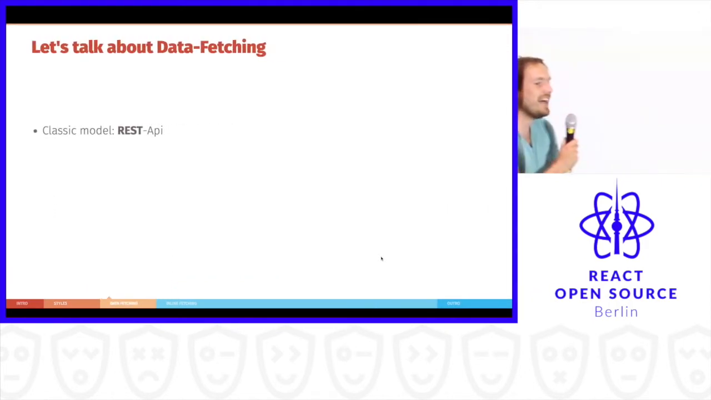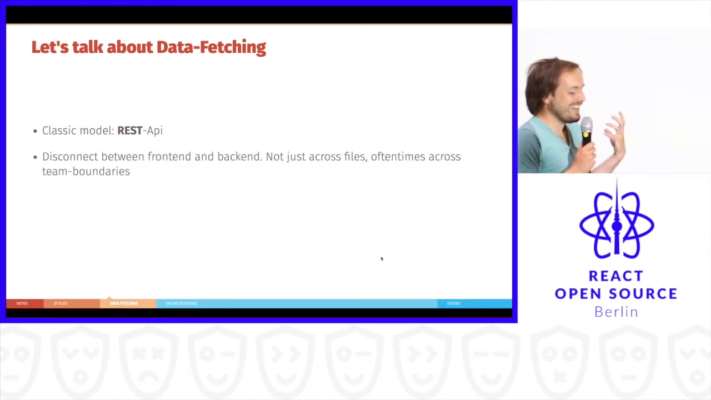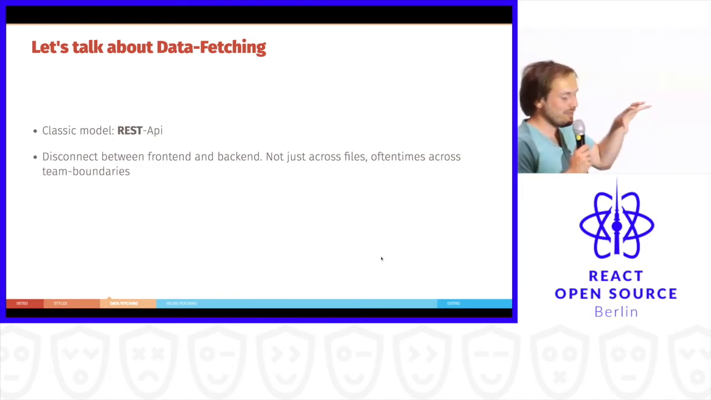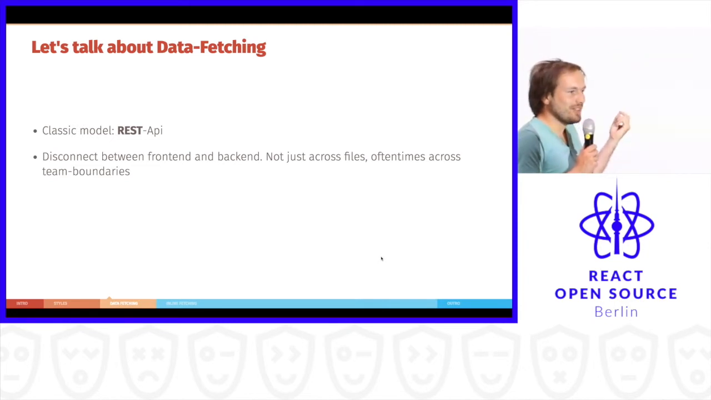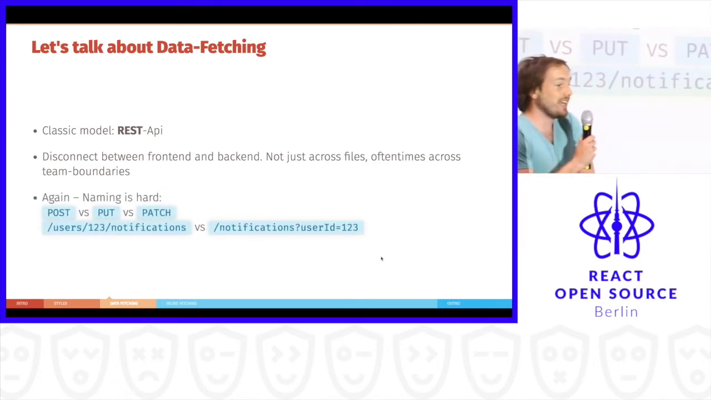So after this detour, you might understand a bit better where I'm coming from when we're now talking about data fetching. The classic model back then and even now is just using a REST API, which works like a global CSS sheet in our analogy. So you have quite a big disconnect between the front end and the back end team. It's not just across files, but oftentimes between teams that define what data you need and what data you actually are getting. And again, you have lots of issues coming up around naming.